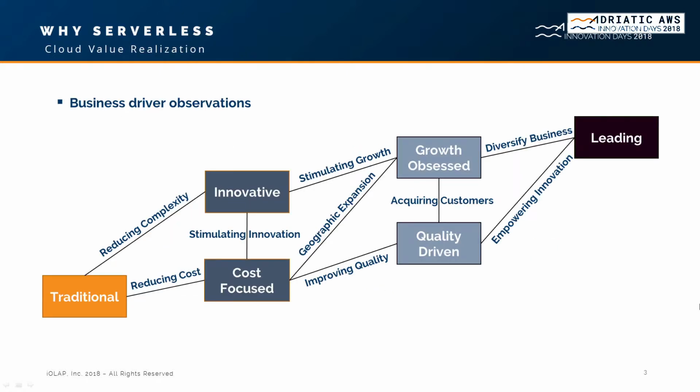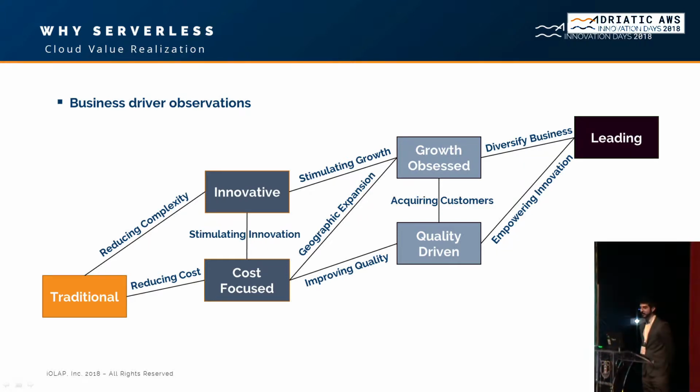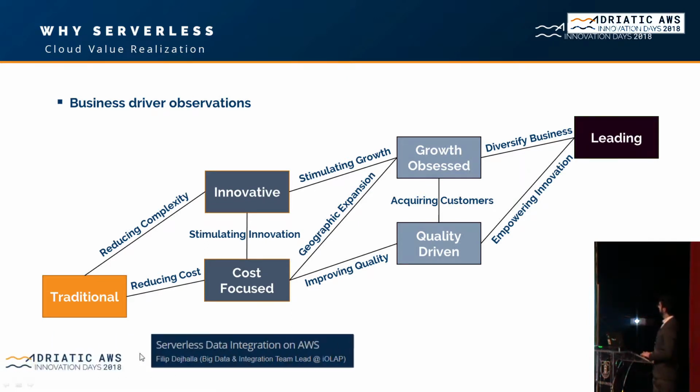So why serverless? There are multiple reasons why companies migrate from the traditional, let's say, on-premise architecture and solutions to the cloud. Whether they want to reduce costs, reduce complexity, or maybe improve the quality of their product or the service that they're offering. Another reason is maybe the company is growing and the hardware that they have doesn't scale anymore, so it won't be able to do its job.